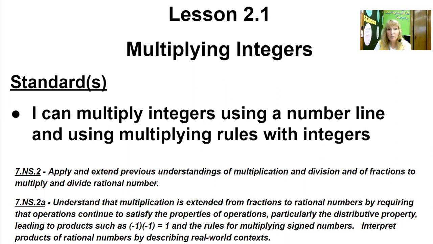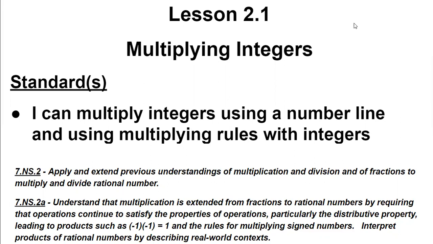Apply and extend previous understandings of multiplication and division and of fractions to multiply and divide rational numbers. And 2A, understand that multiplication is extended from fractions to rational numbers by requiring that operations continue to satisfy the properties of operations, particularly the distributive property, which is something you would have learned in 6th grade. Leading to products such as -1 times -1 is equal to 1, and the rules for multiplying signed numbers. Interpret products of rational numbers by describing real-world context. So I'm going to minimize myself, and we will get started here.